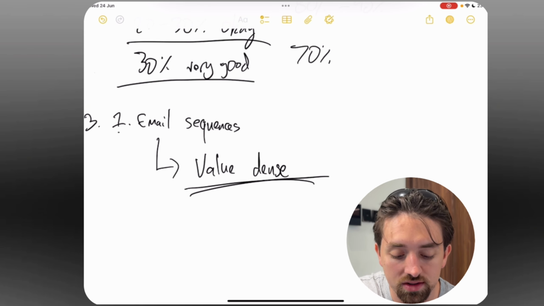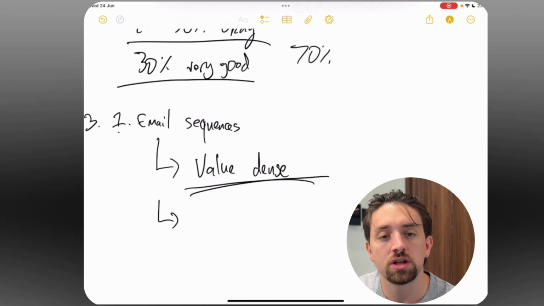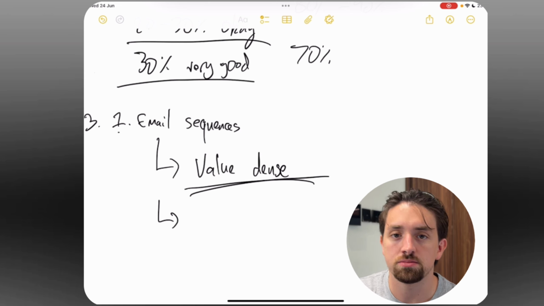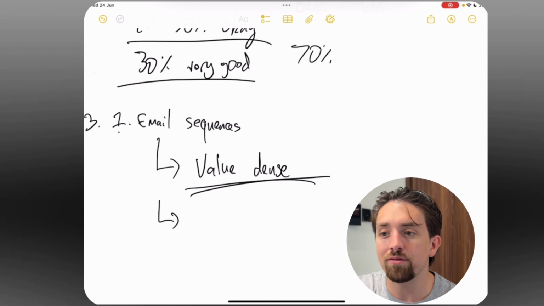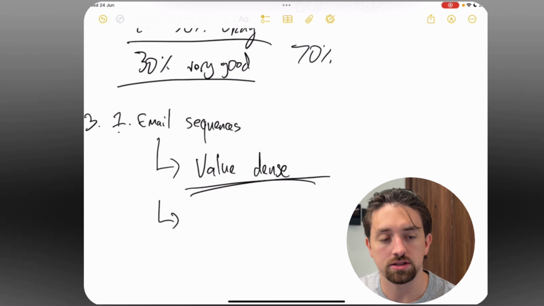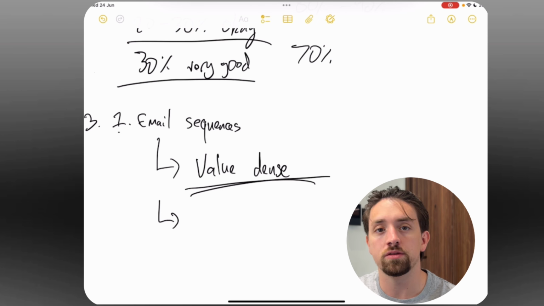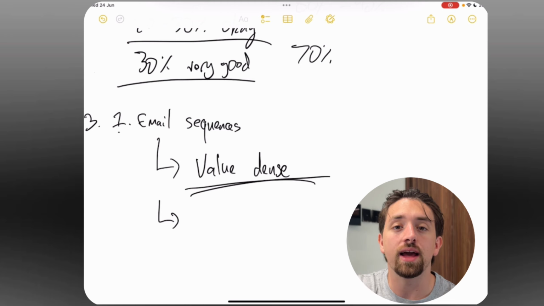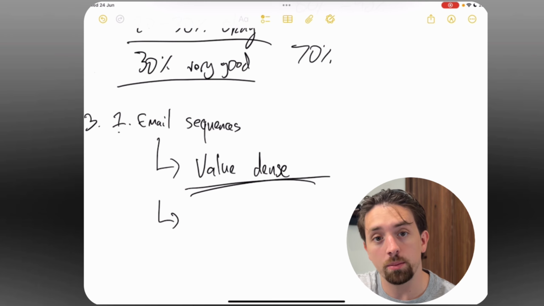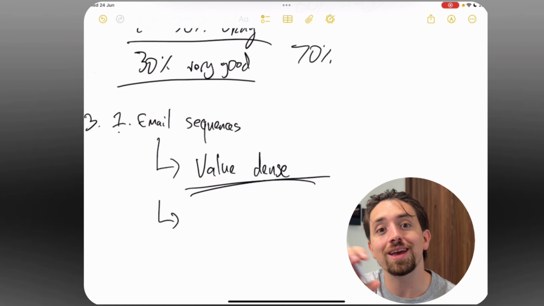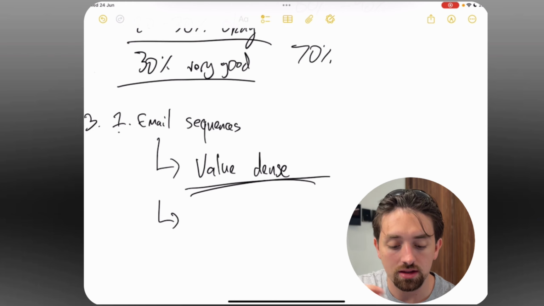Value dense. What that means is not surface level stuff, not just that the webinar's coming up. It needs to be properly value dense. Dig into the pain point, whatever it is that they have. Tell them why it exists. Tell them how to overcome it, one of the strategies that you're going to be teaching. And at the end of every email, your goal is to get them to show up, to remind them. So the reminder lives inside of the value dense email, okay?